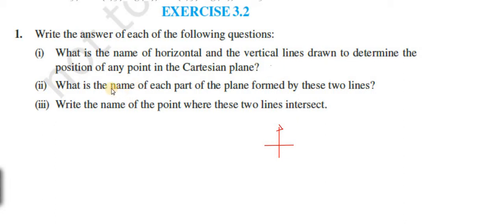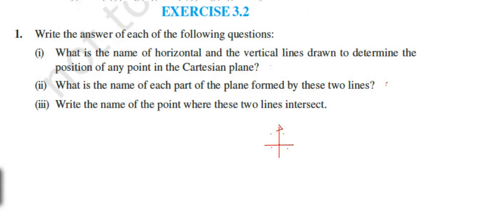Next, what is the name of each part of the plane formed by these two lines? Just tell me the name of this part, this part, this part. Here 4 parts are formed. What are those parts called? They are nothing but quadrants. So the second answer is quadrants. And next, write the name of the point where these two lines intersect. Where this line and this line intersect is the origin. So write the answer like this.